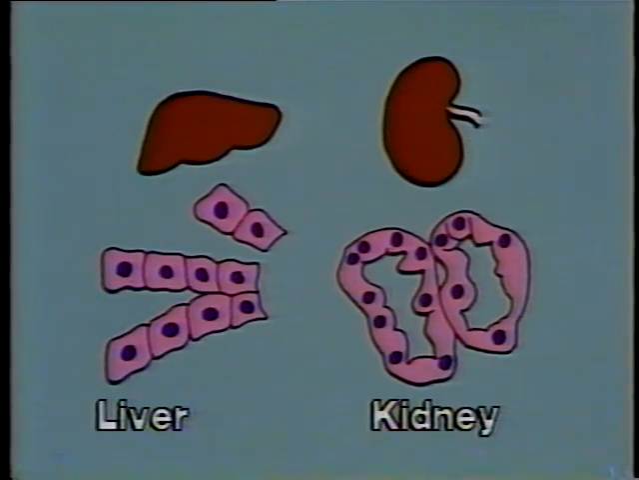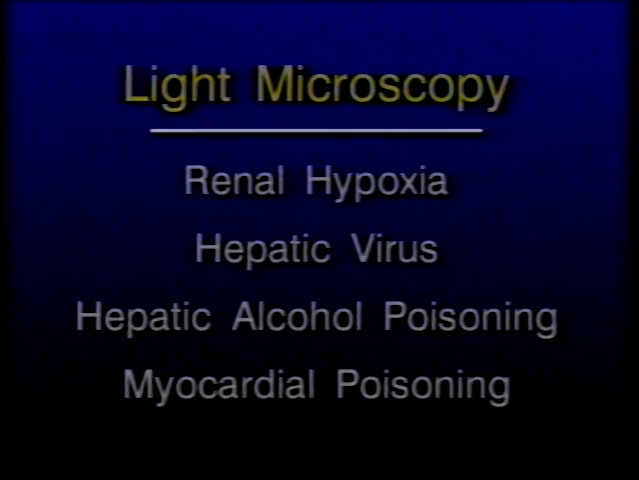Organs containing a large population of epithelial cells, such as the liver or kidney, are ordinarily used to demonstrate cell injury. In these organs, early signs of injury are more easily detected. However, such expressions of cell injury occur in all cells and organs. Changes that occur in injured cells may also be seen by the light microscope. Good examples may be found in renal tubular epithelial cells that have been injured by hypoxia, hepatocytes previously exposed to a hepatotoxic virus, liver cells injured by ethyl alcohol, and myocardium damaged by metallic phosphides.